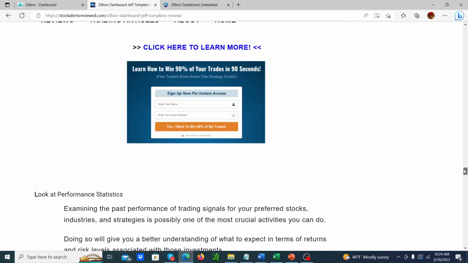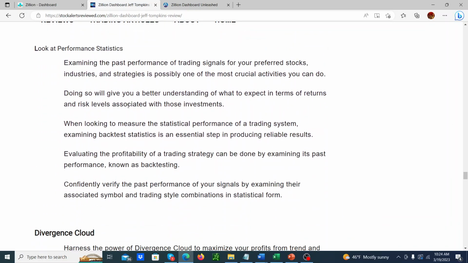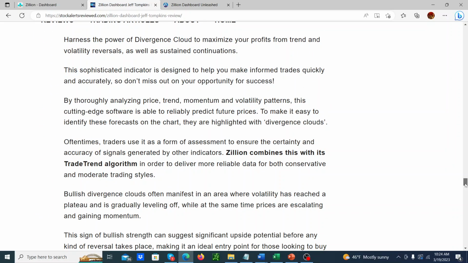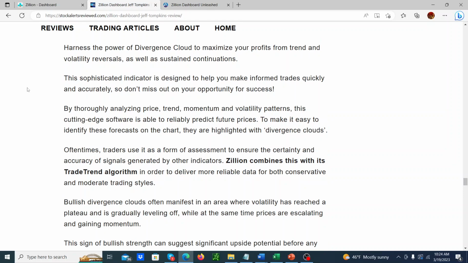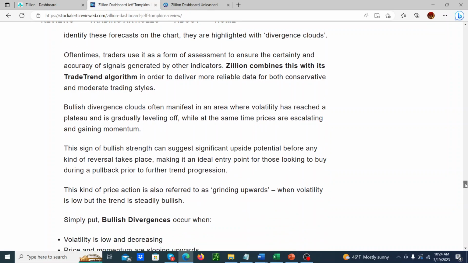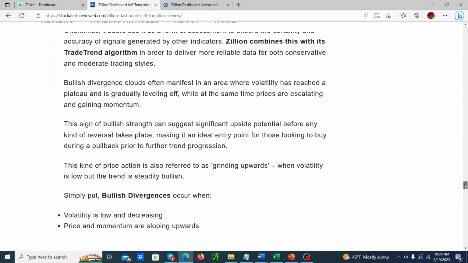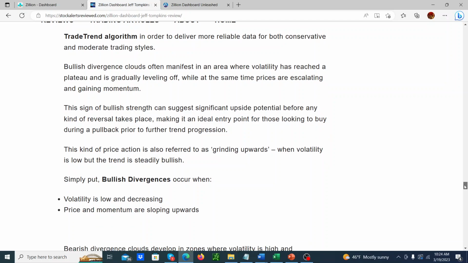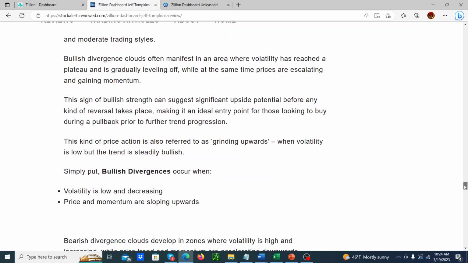So if we go down, I wrote about the divergence stuff here. Again, look at the performance statistics. It's always a good thing to do. And here are the divergence clouds. So this is a sophisticated indicator. I think most people have heard of divergence, but they certainly haven't plotted it in a cloud type of style. And I think that's where this program comes into its own. Zillion combines it with its own trend algorithm, which is those little pre-signals and little arrows.